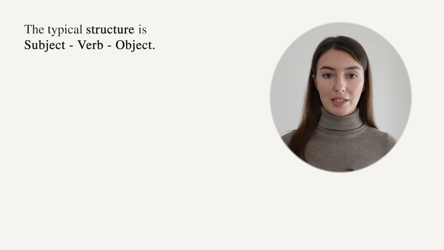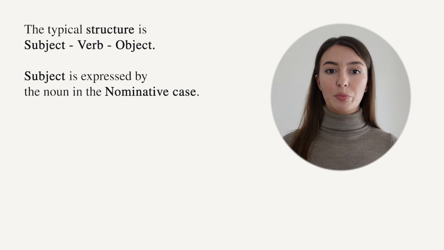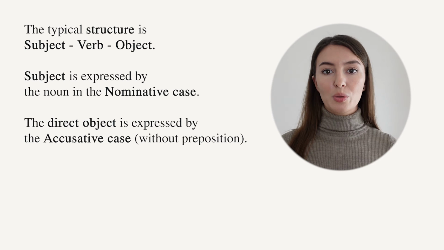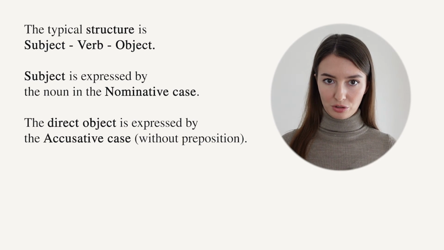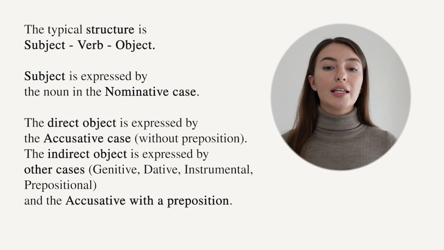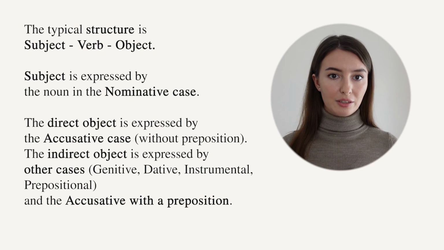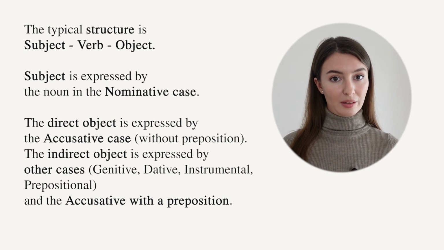So, for now, what you need to know about the Russian sentence structure is that the typical structure is subject, verb, object. Subject is expressed by the noun in the nominative case. The direct object is expressed by the accusative case without preposition. And the indirect object is expressed by other cases: genitive, dative, instrumental, prepositional, and the accusative with a preposition.